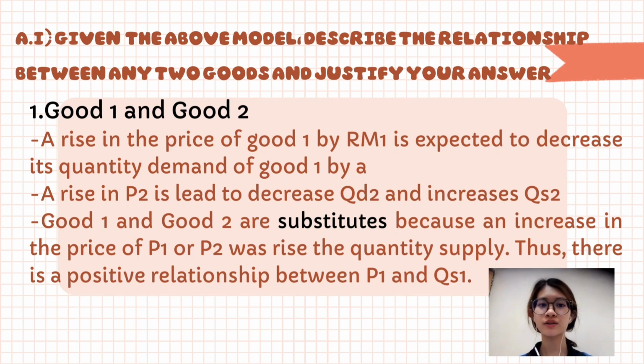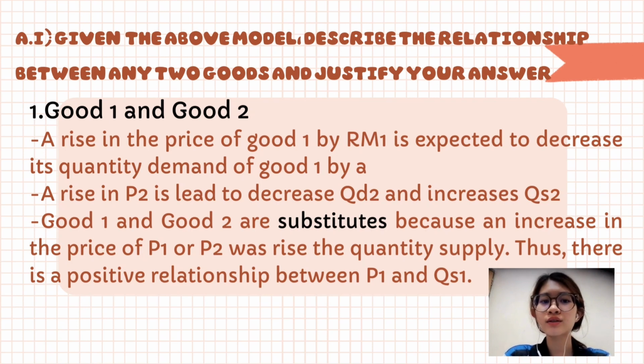So the first question is A1. Given the above model, describe the relationship between any two goods and justify your answers. My first answer is good 1 and good 2. A rise in the price of good 1 by 1 ringgit is expected to decrease its quantity demanded of good 1 by A. A rise in the price 2 is linked to decreased quantity demand 2 and increased quantity supply 2.